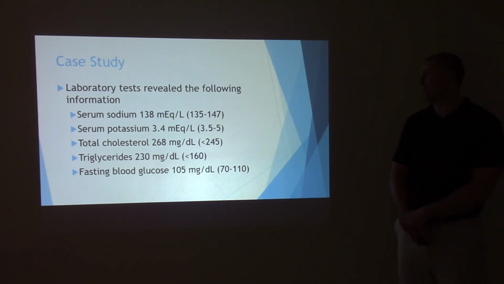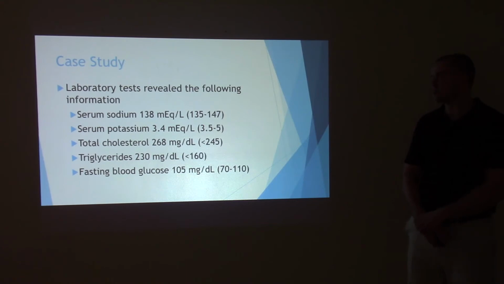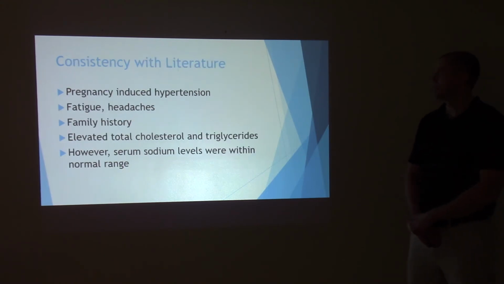Triglycerides are significantly elevated at 230 milligrams per deciliter. You want to try to keep that below 160. And then finally, fasting blood glucose is in the proper range at 105 milligrams per deciliter because you want to aim for 70 to 110 there.